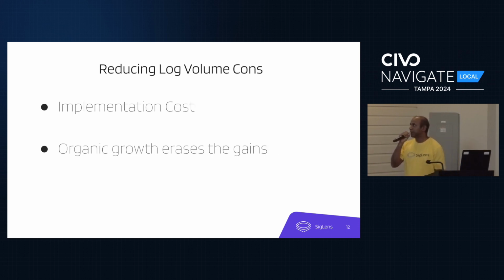What are the cons of this approach? The implementation cost. You have to take your developers out from their day-to-day job and ask them to go remove this log line, reduce this, change this sampling, and so on. Unfortunately, the organic growth of your company, of your core software, will erase all the gains that you have made. So 6 months, 1 year down the line, you will probably be back at the same volume that you were previously, if you're growing or you're adding more log lines, right? So it's a constant effort that you have to keep doing.